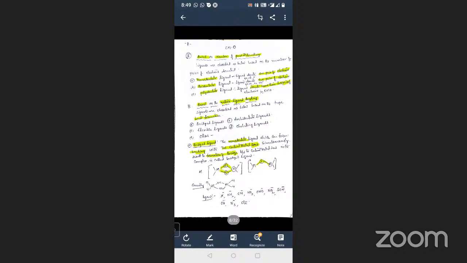Now we will go for another type of classification, based on the nature of the bonding. Ligands are classified as below, based on the bond formations. Here we will have the bridge ligands, ambidentate ligands, flexible ligands, chelating ligands, bidentate ligands, acidic ligands. ఈ విధంగా డిఫరెంట్ టైప్స్ క్లాసిఫికేషన్ ఉంది. మెయిన్ గా ఈ 4 గురించి చదువుకుంటే సరిపోతుంది. Now we will go for bridge ligand.